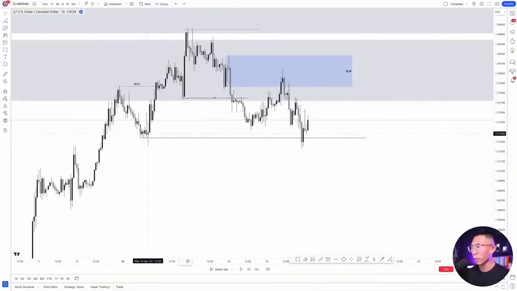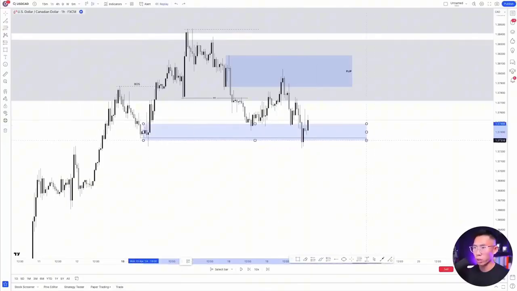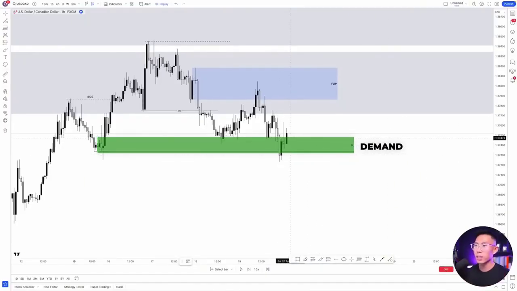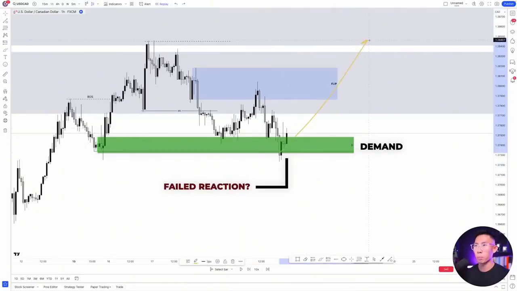So at this area right here, there is also your demand zone. Once again, there is your demand zone right there. In this area, we want to see whether price actually respects this demand zone or not. In that case, I'm waiting to see whether there is a failed reaction right here, or price actually reacts to this demand zone and just continues going back up, right?